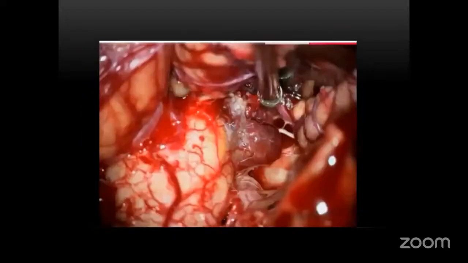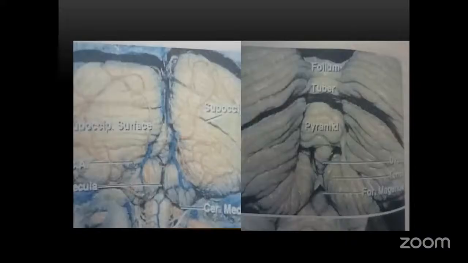When we open the suboccipital surface, the cerebellum actually has three surfaces, according to the approach. If we are approaching by suboccipital midline craniectomy, the cerebellar surface will be the suboccipital surface. If we are going by the tentorial approach, the cerebellar surface will be the tentorial surface. If we are approaching the CP angle, the cerebellar surface will be the petrous surface. So when we have opened, we have peeled the arachnoid. After peeling the arachnoid, this kind of picture will be in front of us.